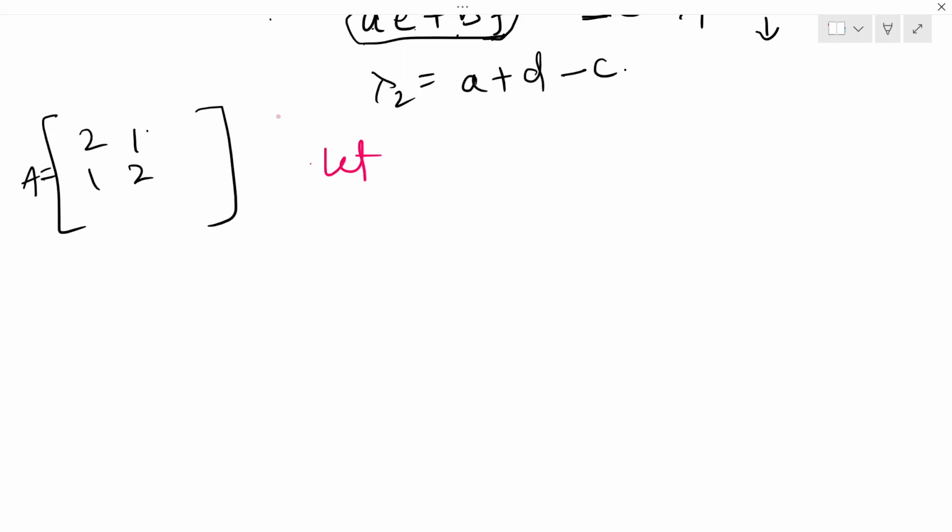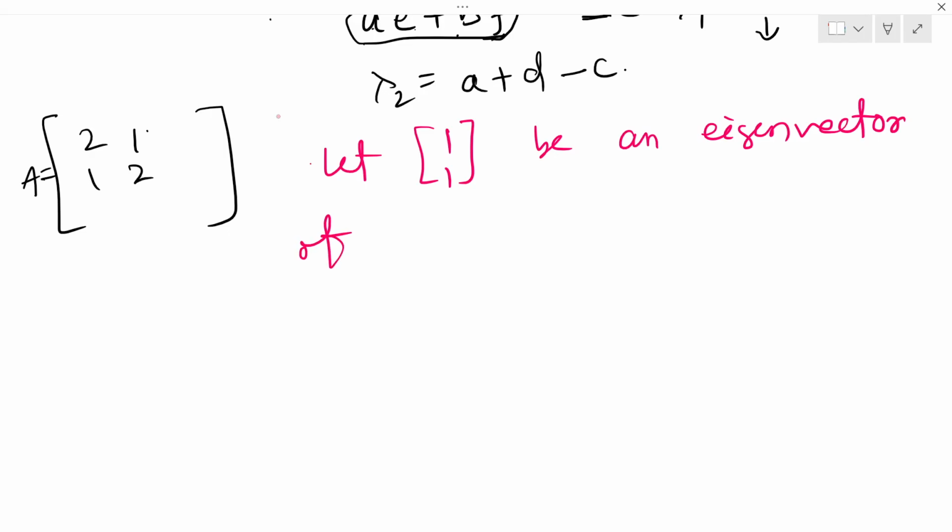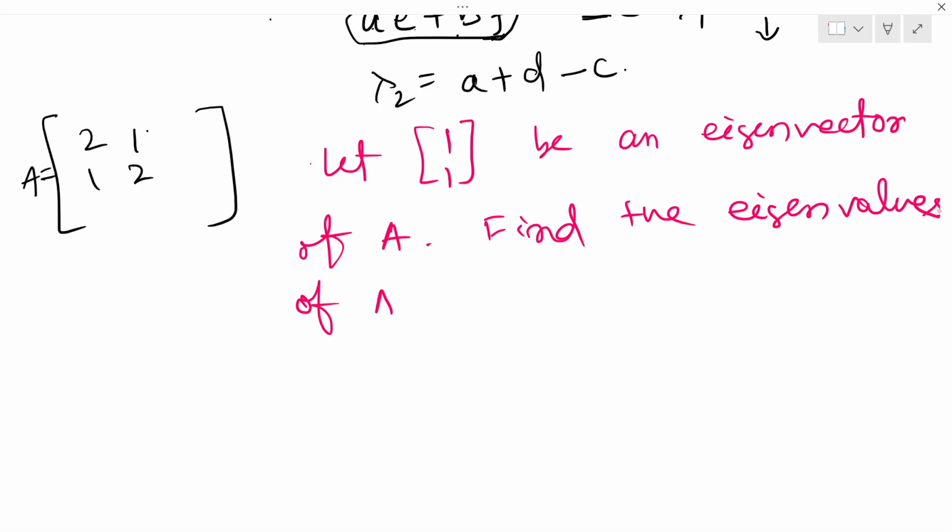Let (1, 1) be an eigenvector of A. This is given. Find the eigenvalues of A. So what should you do?